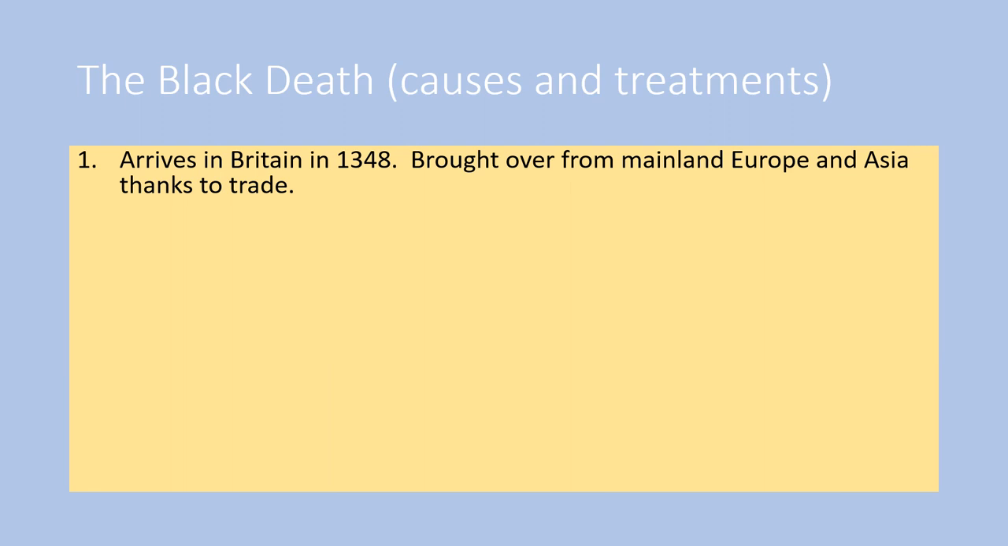So in terms of time periods, the Black Death arrives in Great Britain in the year 1348. And it doesn't just appear in Britain, it appears all across Europe and Asia as well. We believe it originates in some areas of China, hello, coronavirus, and it kind of carries on through mainland Europe thanks to trade links. So this idea of it being carried from boats and people on boats and so on and so forth as well, that's a big part of it.